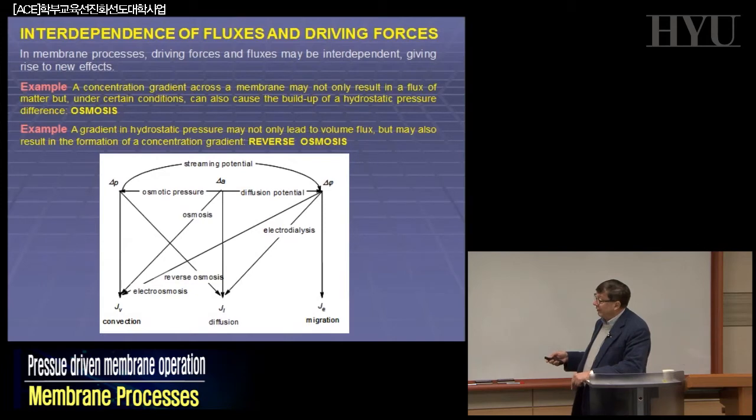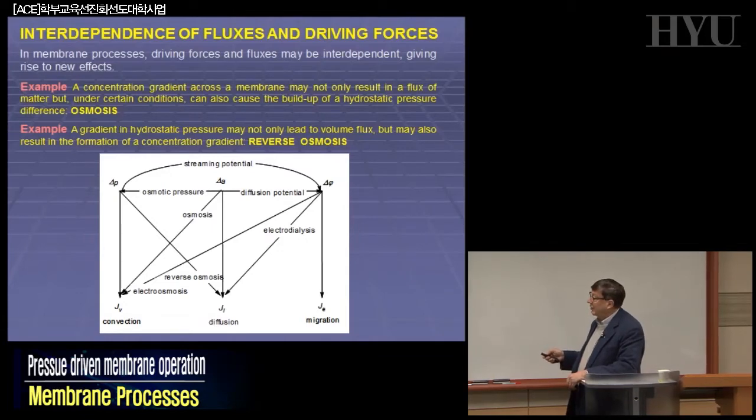The same story, if you now apply a hydrostatic pressure on one side of your system, on one side you can have a volumetric flux across your membranes, but on the other side, you can also create a concentration gradient. And that's what we call reverse osmosis. So in these two simple cases, you see that there is interrelation, interdependence between the fluxes you have across your membranes and some driving force that you have been applying. And we utilize this interdependence, for example, realizing the reverse osmosis process.